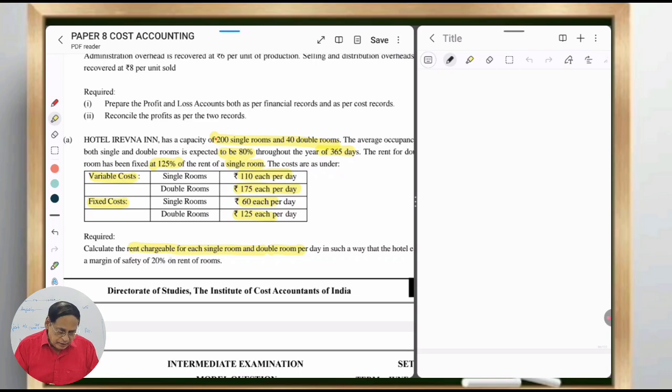to the room occupier per day in such a way that the hotel gets a margin of safety of 20% on rent of rooms. Margin of safety means 20%, that is profit margin, on the total cost, out of which we have to put 20% on, for profit. So let's prepare here.